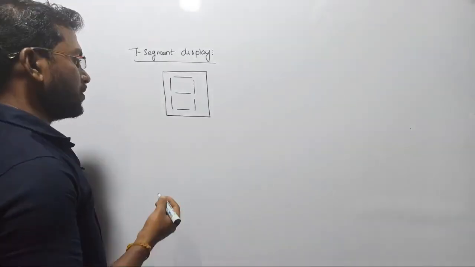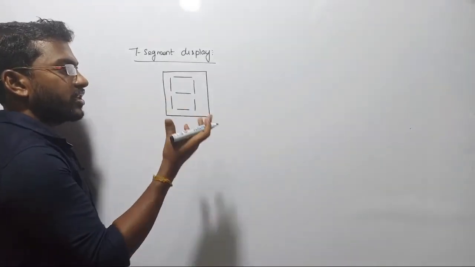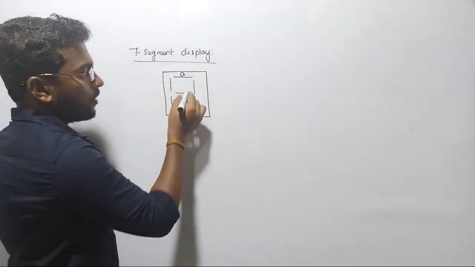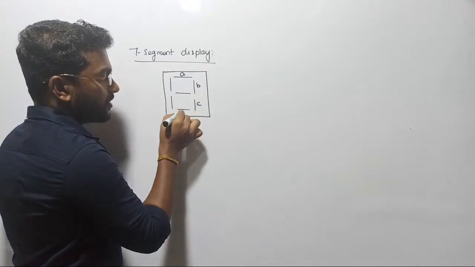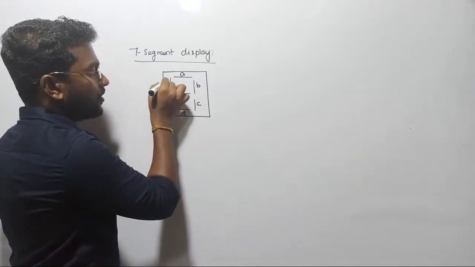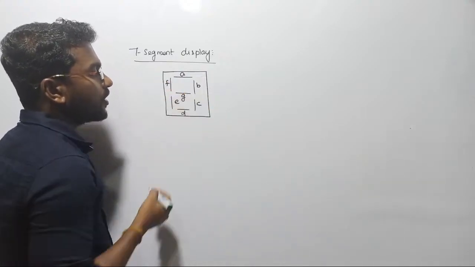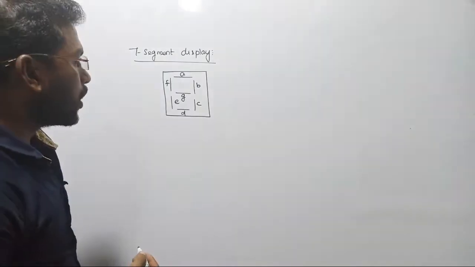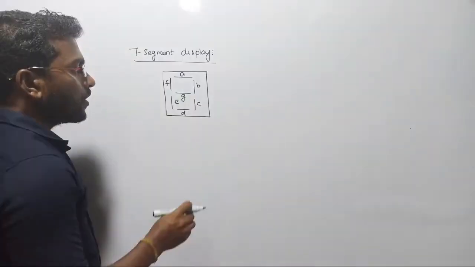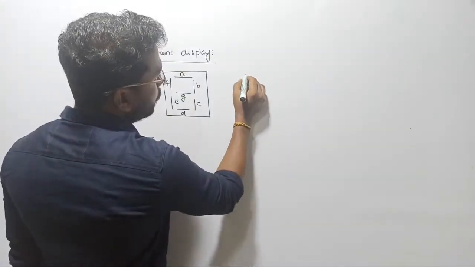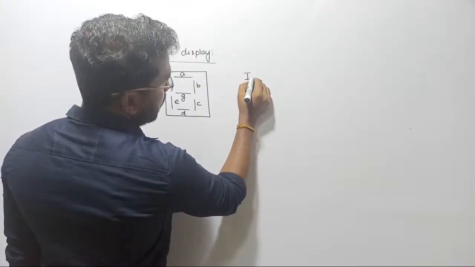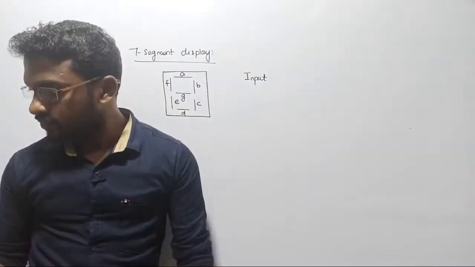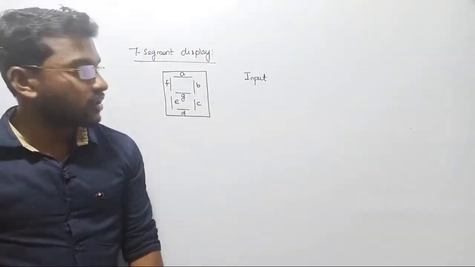Now the thing is, if you want this system to generate 0, let me name the segments. This is segment A, this is segment B, segment C, segment D, segment E. This is segment F and this is segment G. That is your 7-segment display and we are just naming them. Now let's see how it will perform. The operation is on the input side.